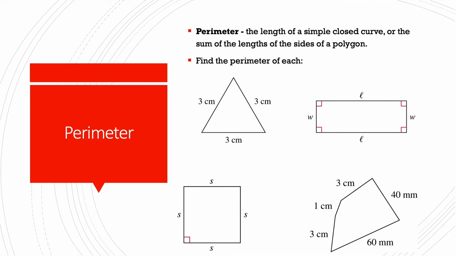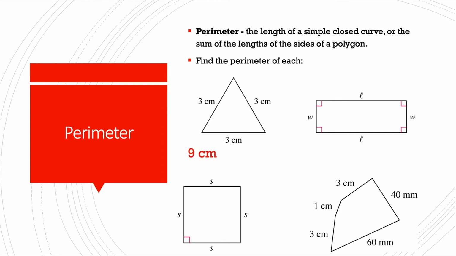All right, the next concept I want to talk about is perimeter. Perimeter is just the length of a closed curve, or the sum of the lengths of the sides of a polygon. I am sure you're familiar with this, and if you want to go ahead and just pause the video and calculate all of these and wait for the answer, that's totally fine.